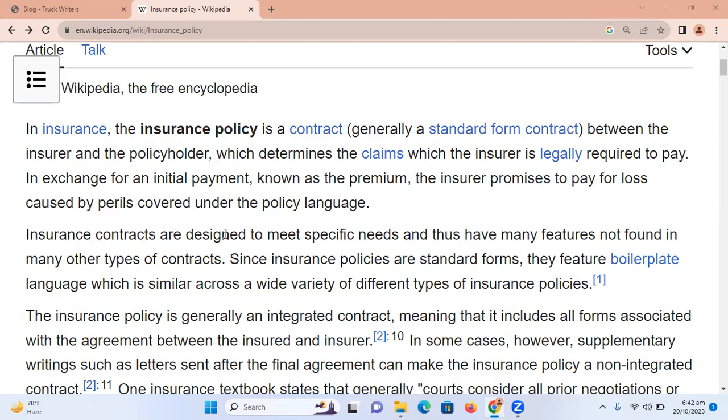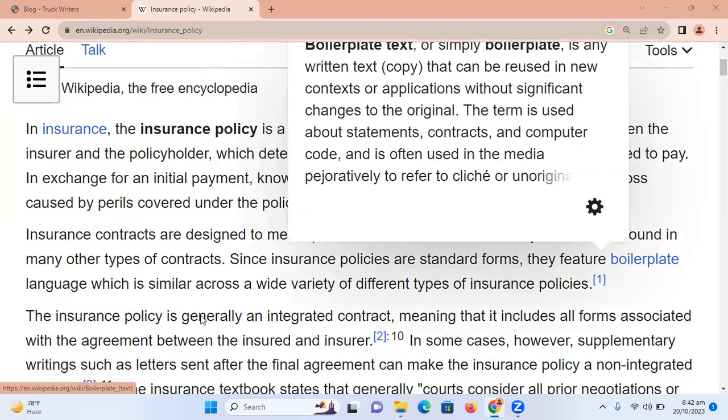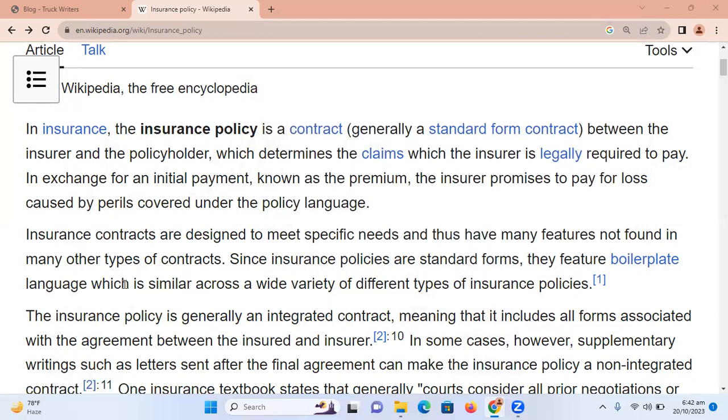Insurance contracts are designed to meet specific needs and thus have many features not found in many other types of contract. Since insurance policies are standard form, the insurance policy features boilerplate language, which is similar across a wide variety of different types of insurance policies. The insurance policy is generally an integrated contract, meaning that it includes all forms associated with the agreement between the insured and insurer.